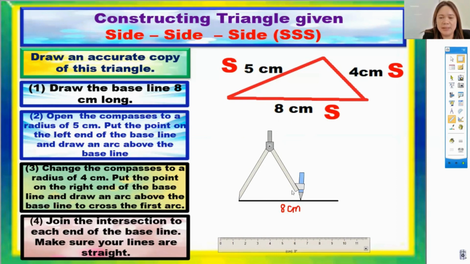So this is the baseline. So I'm going to draw an arc like this. So draw an arc. If you want to make it long, no problem. It's just above the baseline.